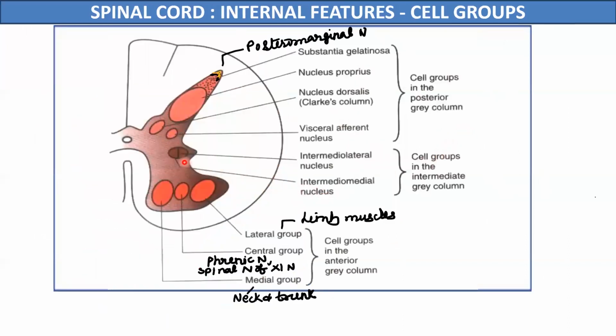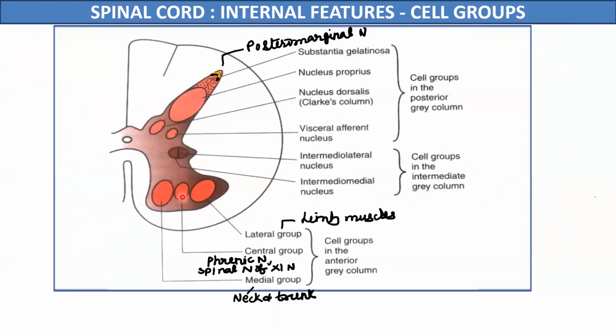First, in the anterior horn of the gray matter, we can see that the neurons are arranged in three groups: a medial group, a central group, and a lateral group of neurons. The medial group of neurons will be innervating the muscles of the neck and trunk, while the lateral group of neurons are present only in the cervical and the lumbar enlargement of the spinal cord, and these neurons will innervate the muscles of the upper limb and the lower limb.